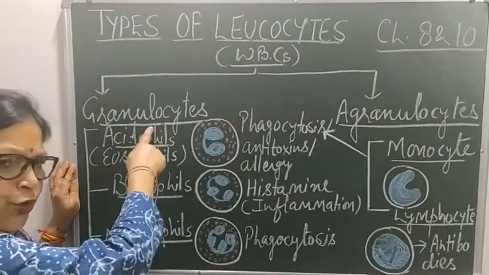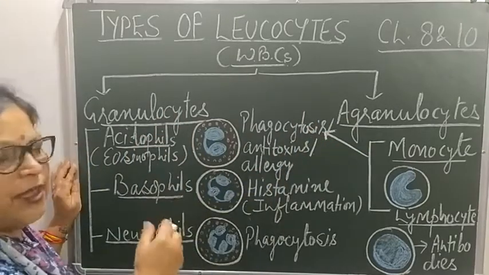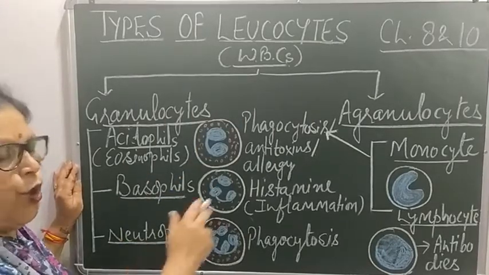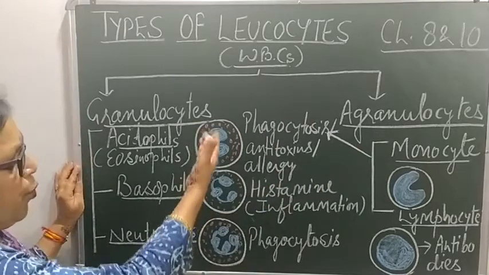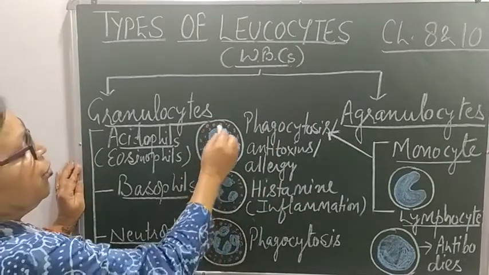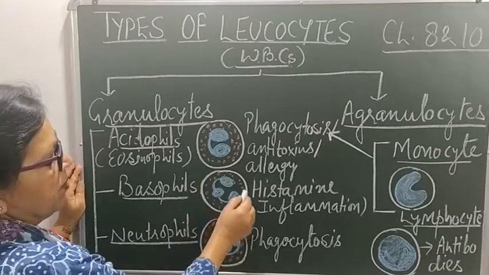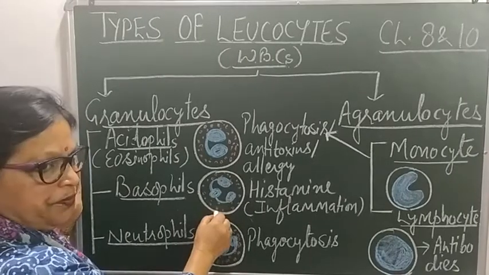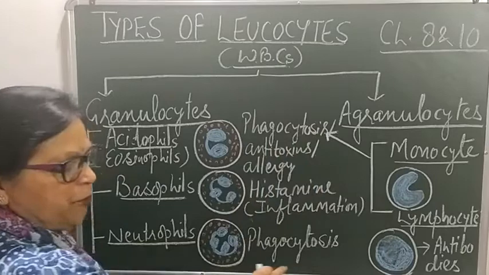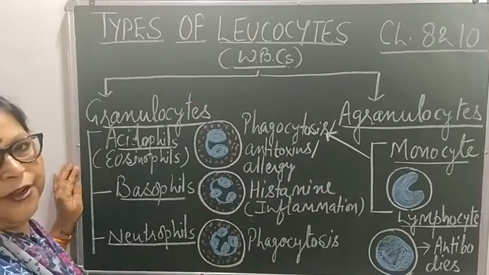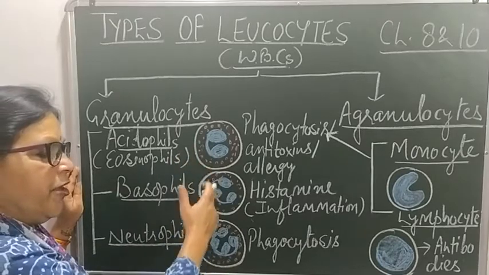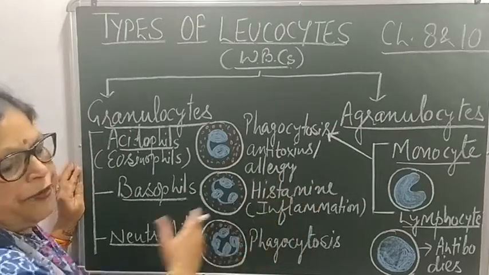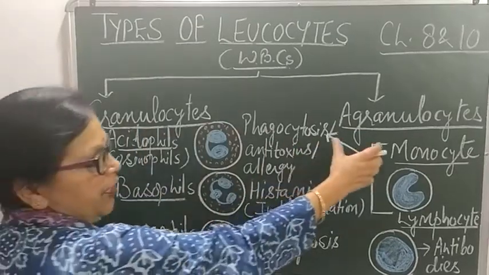They are also called granular and agranular. Granular means there are some granules in the cytoplasm of these leukocytes, or granules may be absent. If you look at these figures, you can see these granules, they have been marked by pink color. So these 5 types of WBCs or leukocytes can easily be identified on the basis of whether they are granular or agranular.